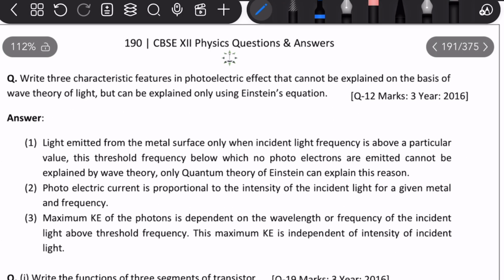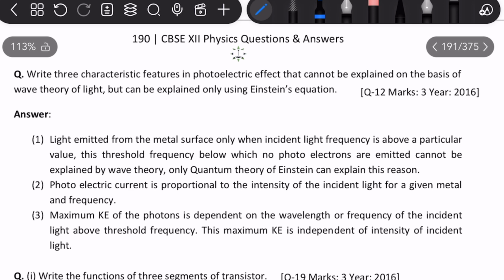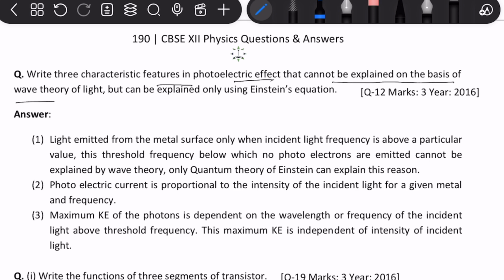First question. Write 3 characteristic features in photoelectric effect that cannot be explained on the basis of wave theory. We know that there are 2 theories. One is particle theory, the other is wave theory. But it can be explained using the Einstein equation. So Einstein equation is quantum theory, correct? So let's explain the 3 characteristic features of photoelectric effect.